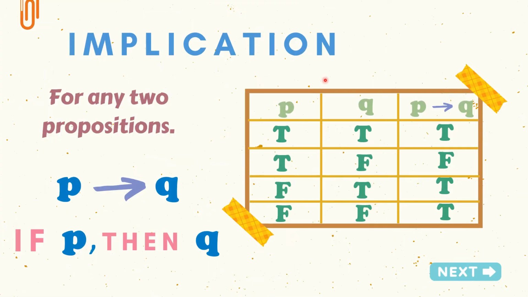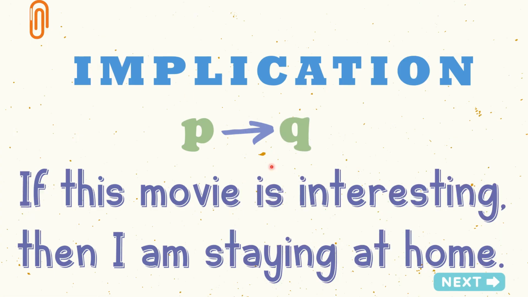So we have here implication for any two propositions also, P using the arrow to the right, Q, which means if P then Q. This is the truth table of implication, which means that implication is false when P is true and Q is false, otherwise it is true. Next, the example of implication using if then.